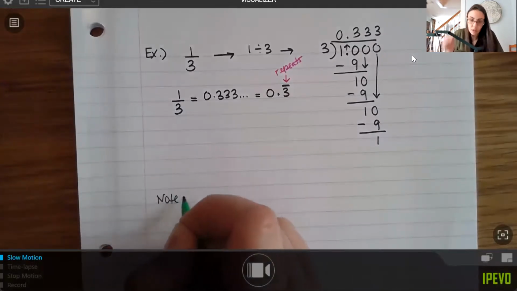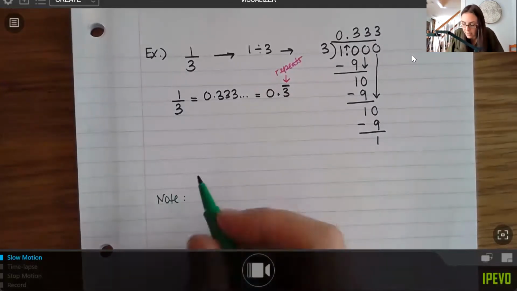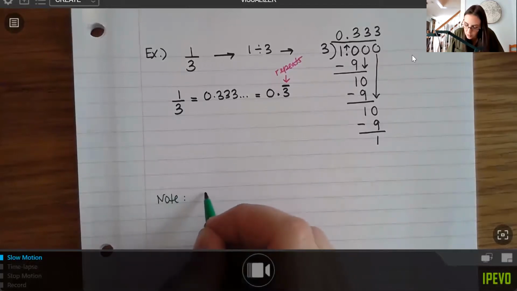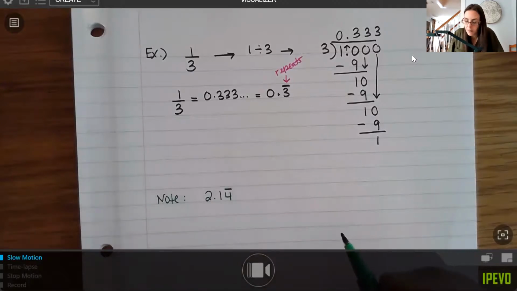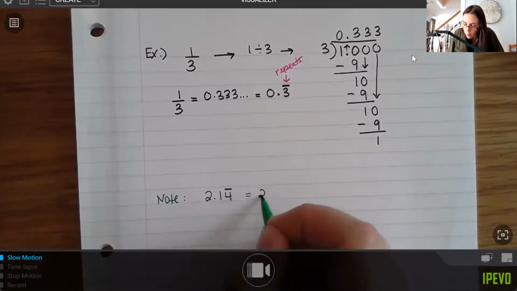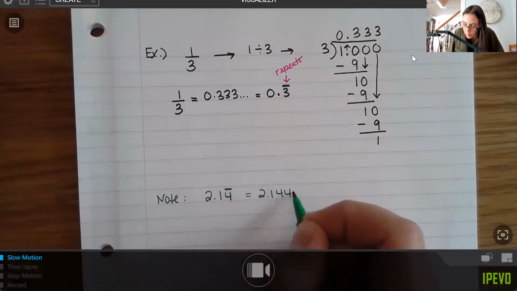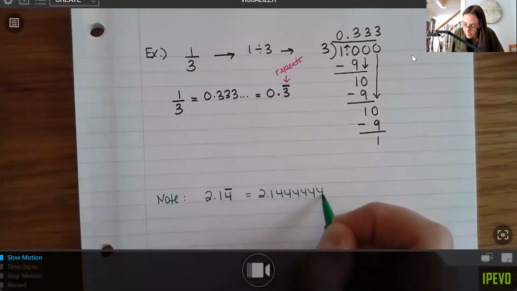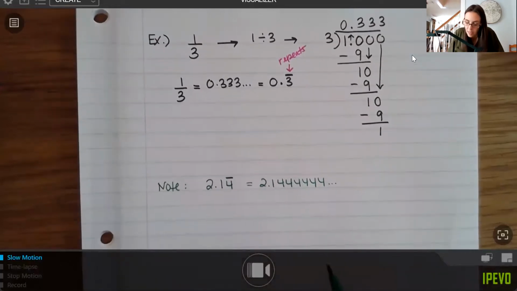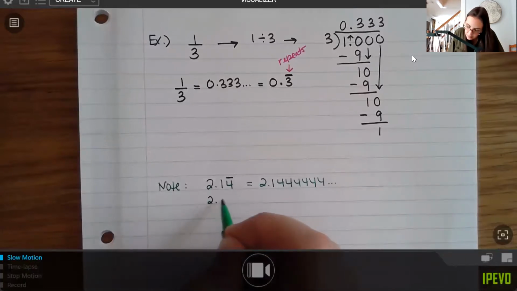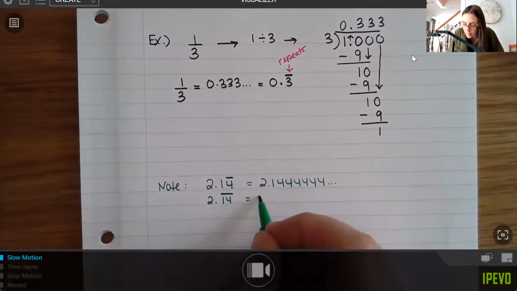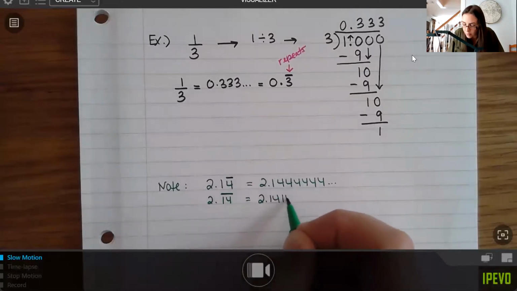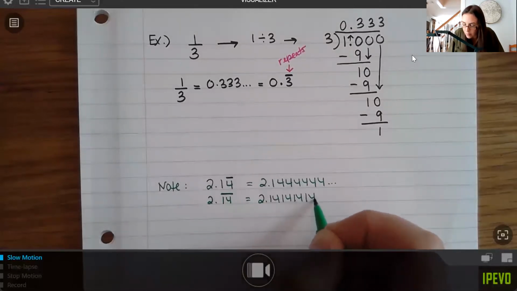A little side note, you just want to be careful of that bar. So let's say I wrote a value like this, 2.14, with the bar just over the 4. So that means 2.1, and then that 4 continues repeating forever. If I wrote it like this, with the bar over the 1 and the 4, well, that means the 1, 4 repeats forever, like this.